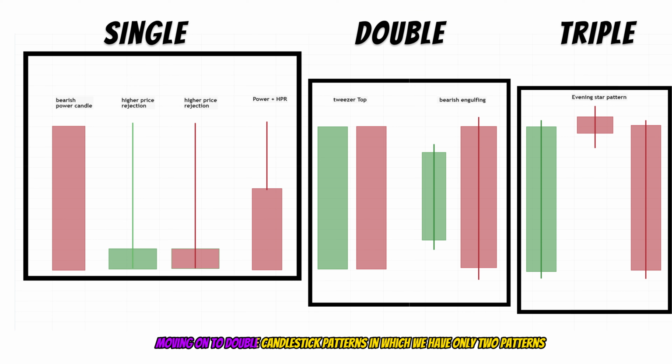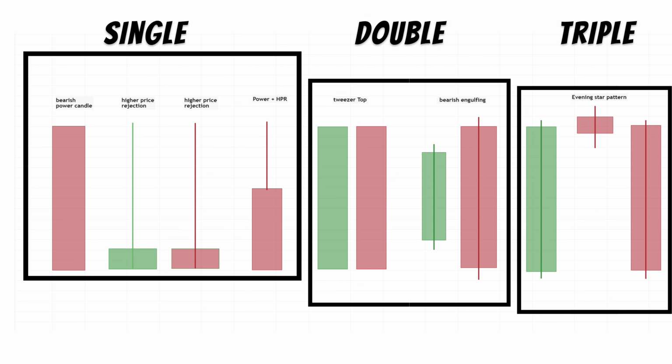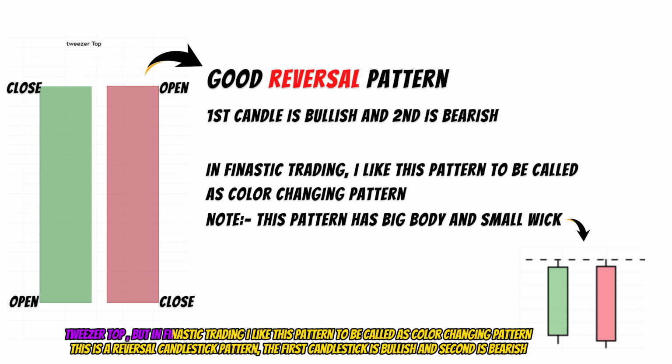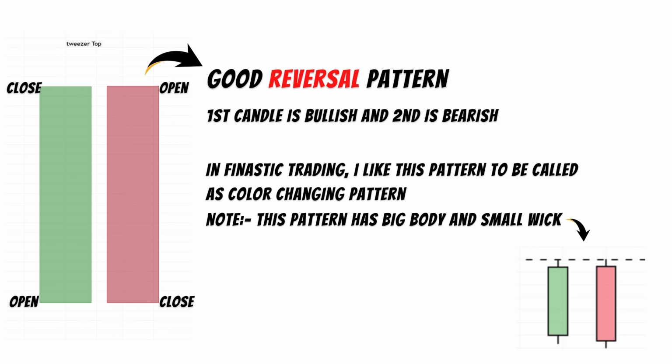Moving on to double candlestick patterns, in which we have only two patterns: tweezer top pattern and bearish engulfing pattern. Tweezer top, but in finastic trading I like this pattern to be called the color changing pattern. This is a reversal candlestick pattern. The first candlestick is bullish and second is bearish.